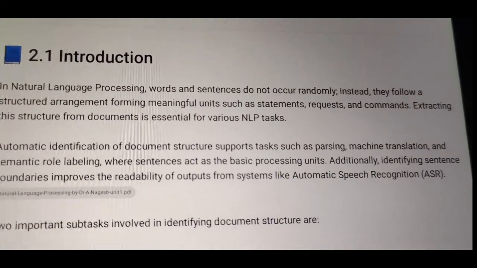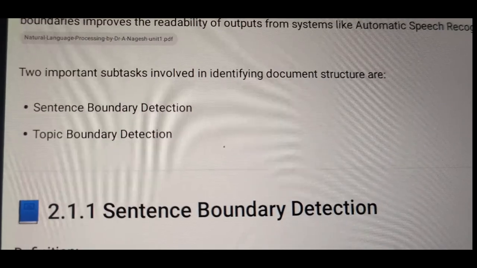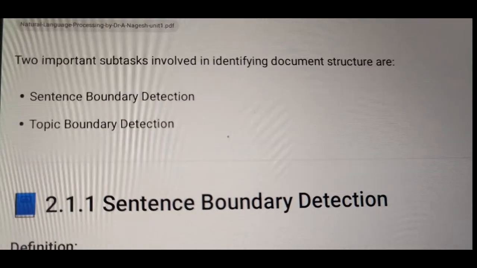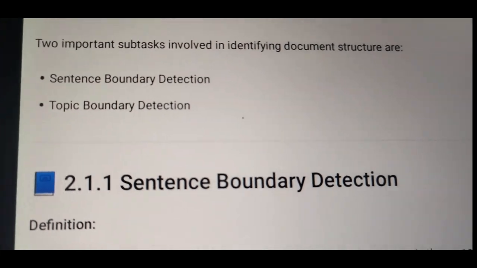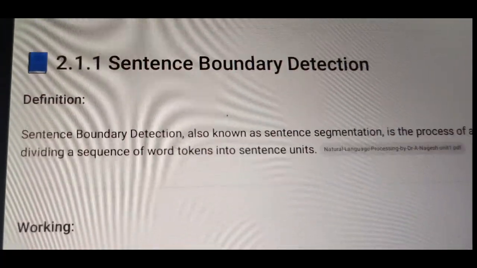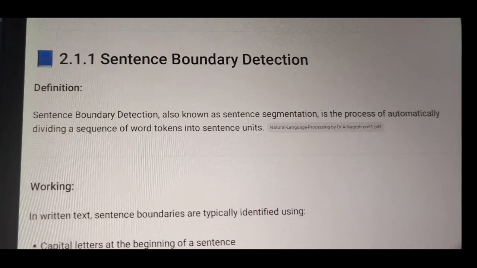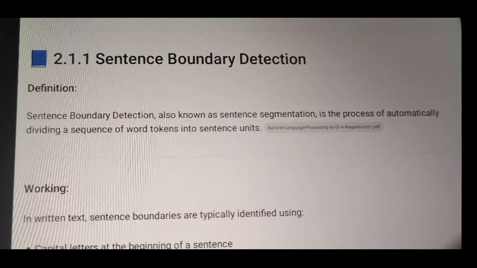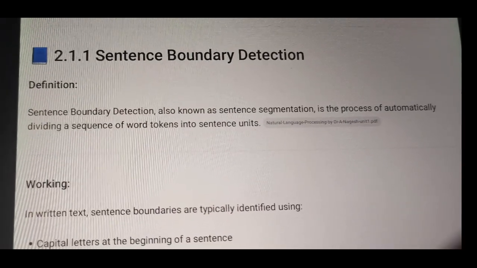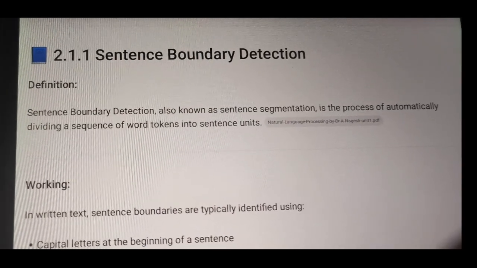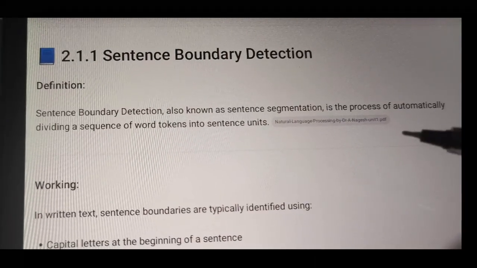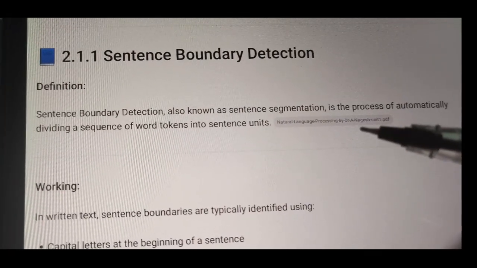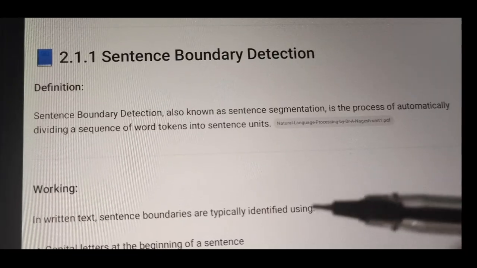We already discussed this. So we have two main subtopics involved in identifying document structure. Those are sentence boundary detection and topic boundary detection. Let us now discuss sentence boundary detection. Sentence boundary detection is nothing but knowing when the sentence is ending. It is a process of automatically dividing a sequence of word tokens into sentence units.